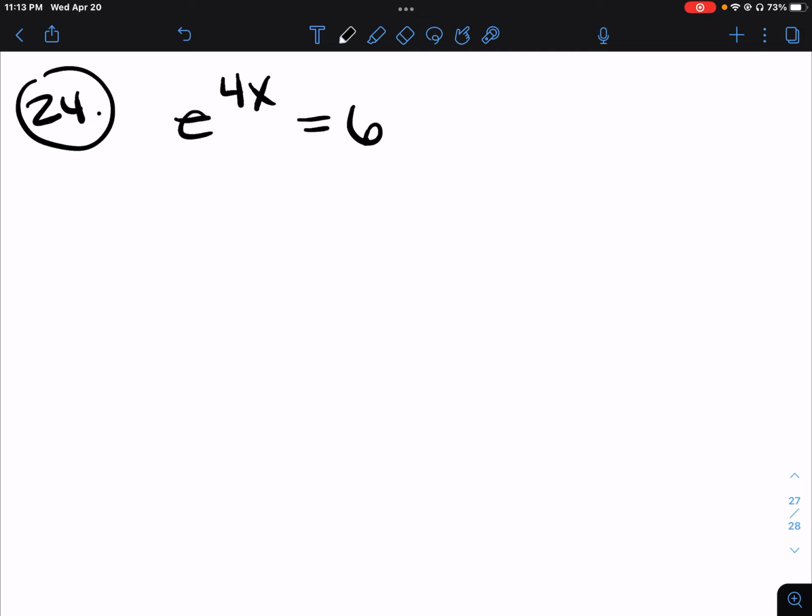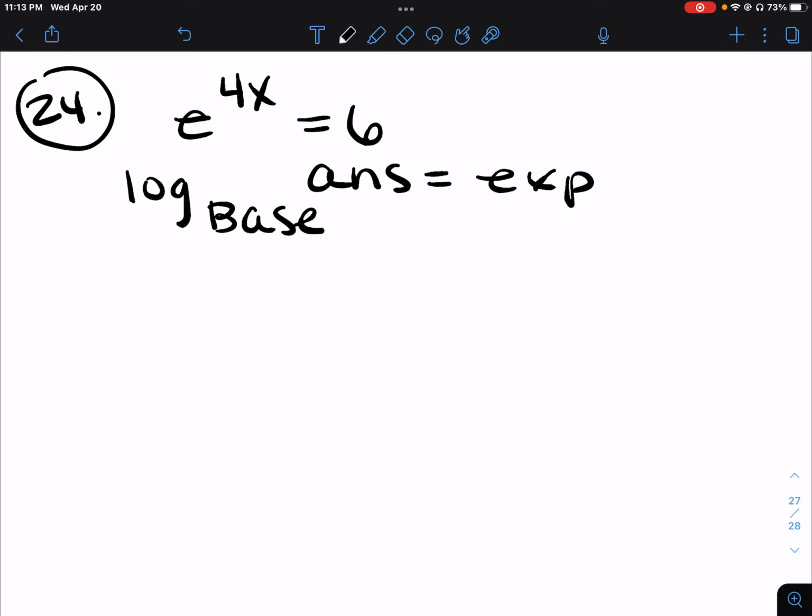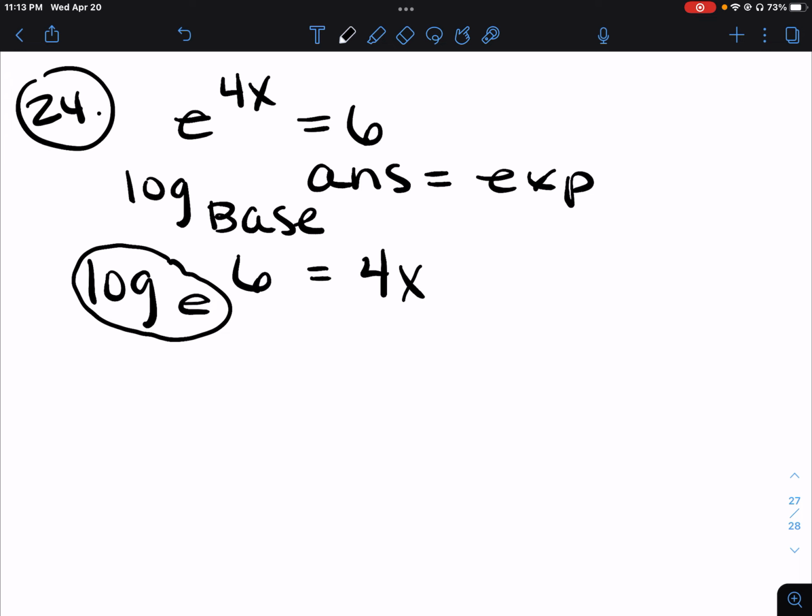Now this time we have an exponent, so we're going to turn it into a log using our same formula. So I'm going to write log. The base is e. The answer is 6. It's equal to the exponent of 4x. Now, log base e has a special name. It's ln.